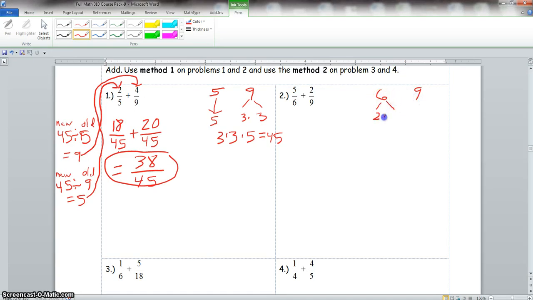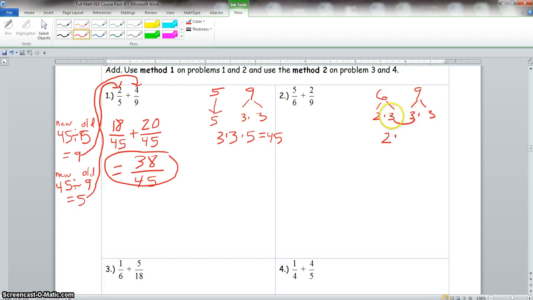6's prime factorization is 2 times 3, and 9's prime factorization is 3 times 3. Now, what we notice here is this here. We look at our lowest number first over here in the 6, which is 2. Nothing matches up with the 2. So we will bring the 2 down. Now we go to our next term. We have this 3 here. These two 3's match up.